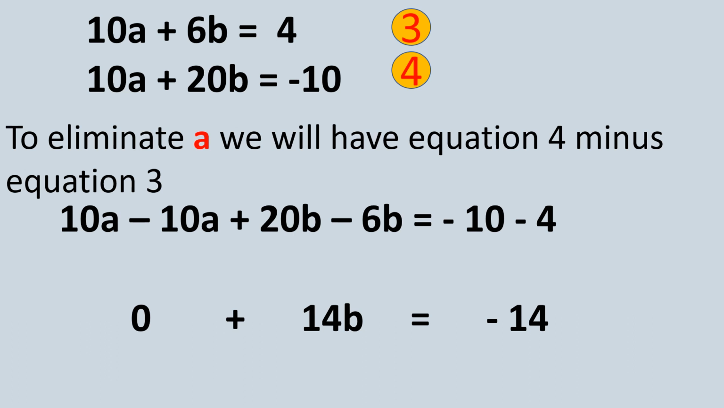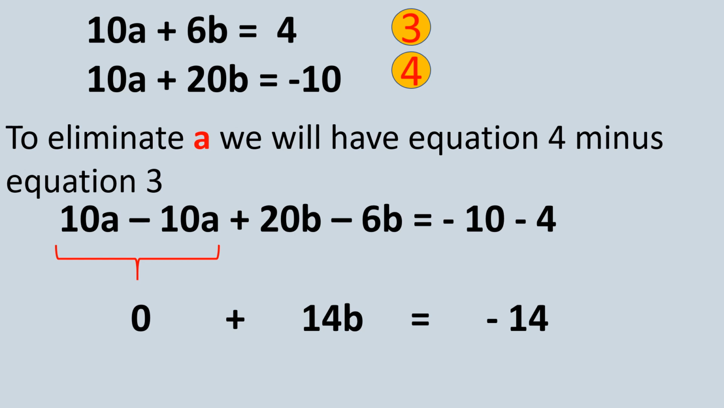20b minus 6b will give us 14b. And then minus 10 minus 4 will give us minus 14. You're owing 10, and then you're owing another 4. In total, you'll be owing 14. So that's minus 14. So if we simplify further, we'll see that the a terms have been eliminated.